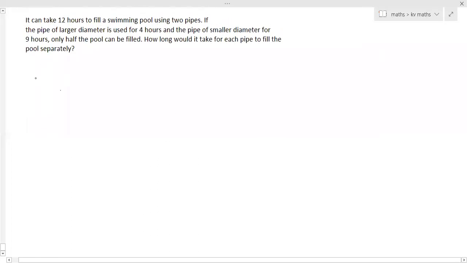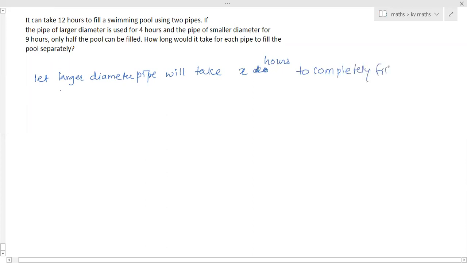So let us consider that the larger diameter pipe will take X hours to completely fill the tank alone, and the smaller diameter pipe will take Y hours to completely fill the tank alone.